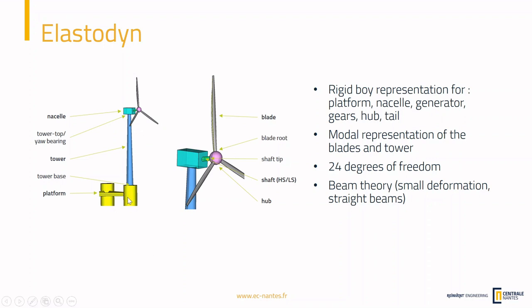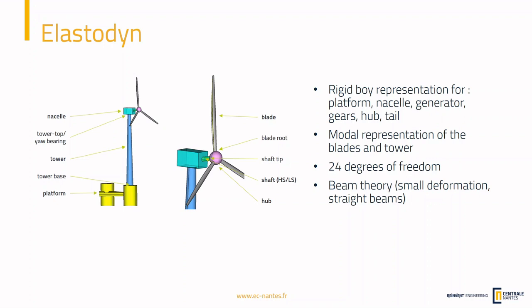Now, the platform is a rigid body, so it can only have 6 degrees of freedom. The tower is a flexible body, but it's represented in a particular way using the mode shapes, and we will talk about that in a few minutes. The nacelle is a rigid body. The drivetrain can only bend in the rotational direction. It can have torsional moments. The hub is a rigid body, and the blades are flexible bodies that can deform. So it's quite simple. All the flexible bodies are represented as beams that can bend.